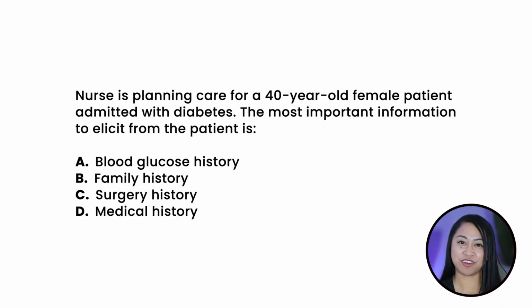A nurse is planning care for a 40-year-old female patient admitted with diabetes. The most important information to elicit from the patient is A, blood glucose history. B, family history. C, surgery history. Or D, medical history. Of course you want to choose all of the above, but the patient has diabetes. Which answer correlates with the diabetes? Blood glucose. The answer is A.